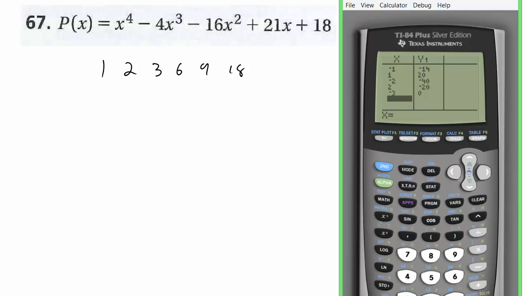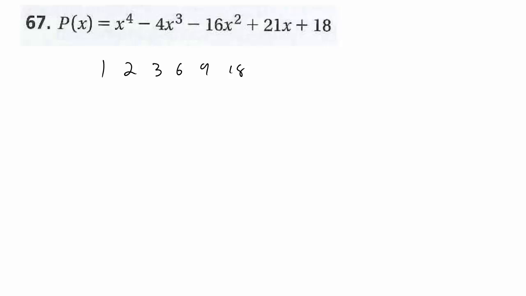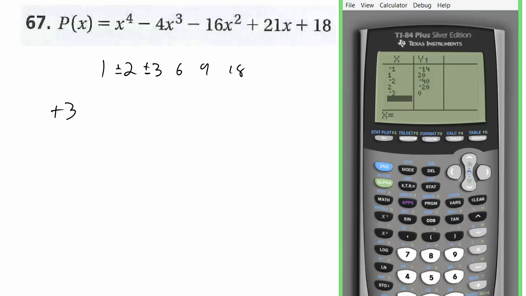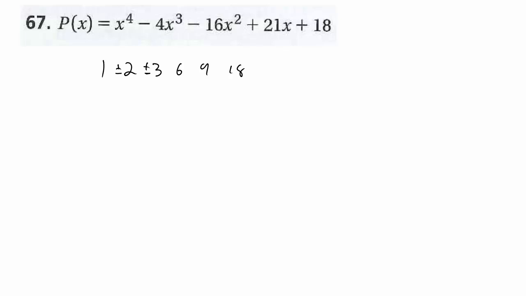I can check -3. Oh, hey, -3 is a 0. Nice. So we're going to have one 0 at all. I'm checking plus or minus. So +3 is going to be a 0, so I'm going to keep that. Sorry, -3. Hey, -3 is going to be the 0.